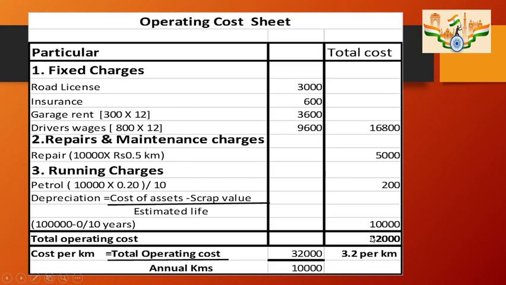So what is the depreciation for 1 year? 10,000. These are the running charges, petrol and depreciation. So total operating cost is 32,000. So cost per kilometer equals total operating cost divided by annual kilometers. So that is 32,000 divided by 10,000. That is 3 rupees 20 paisa per kilometer. So this is the operating costs. Here you should concentrate on this.